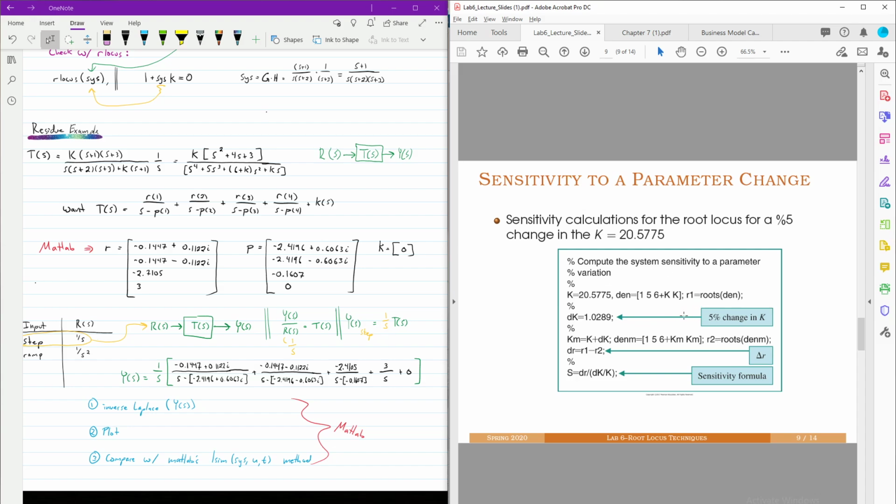So we've gone through once with a k value of 20 point something, and we found the roots for that. We've upped it by 5% and found the new roots. What we're going to do then is subtract the roots from each other, get a delta root, and then we know the change in k, right? That's this 5%. So this part makes sense, right? It's how much your roots change with respect to how much your k is changing, and then you're going to normalize the whole thing by k.